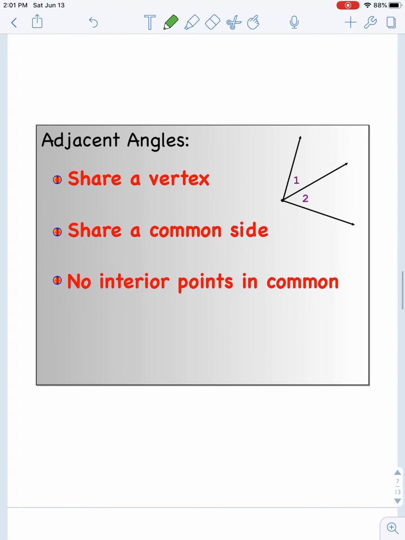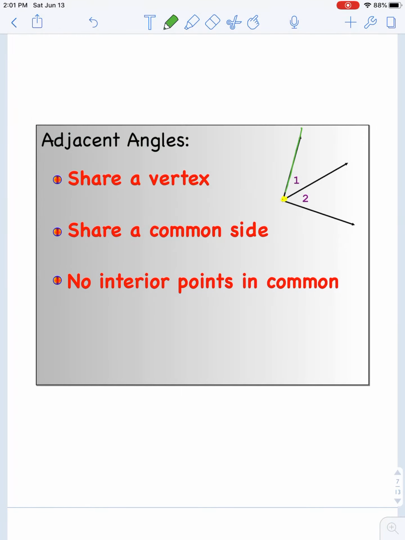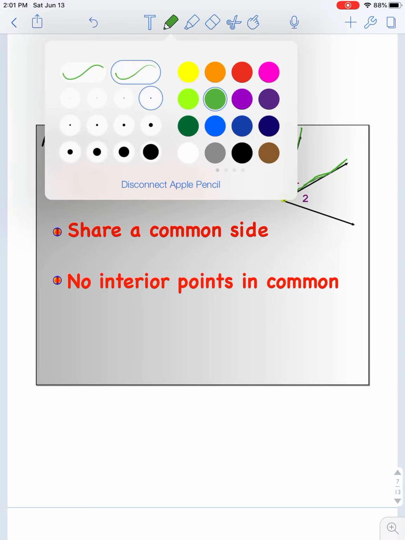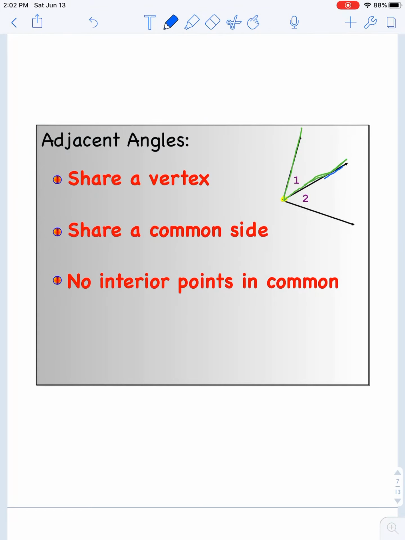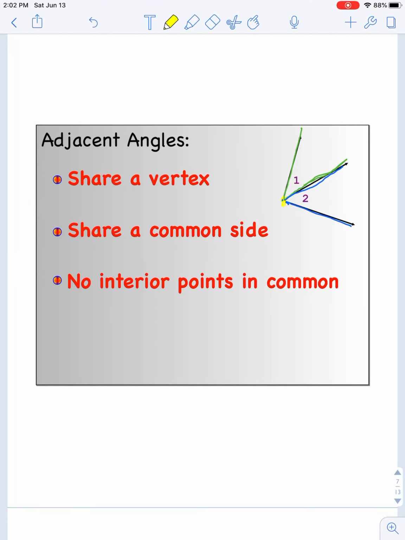All right. So the next thing I want to talk about is adjacent angles. And you really need to pay attention to these definition pieces. They have to share a vertex. So notice, angle 1 and angle 2 have the same vertex. If we look at angle 1 right here, that's its vertex in yellow. If we look at angle 2, here's angle 2 in blue. That angle also has the yellow for its vertex. So they are sharing a vertex.